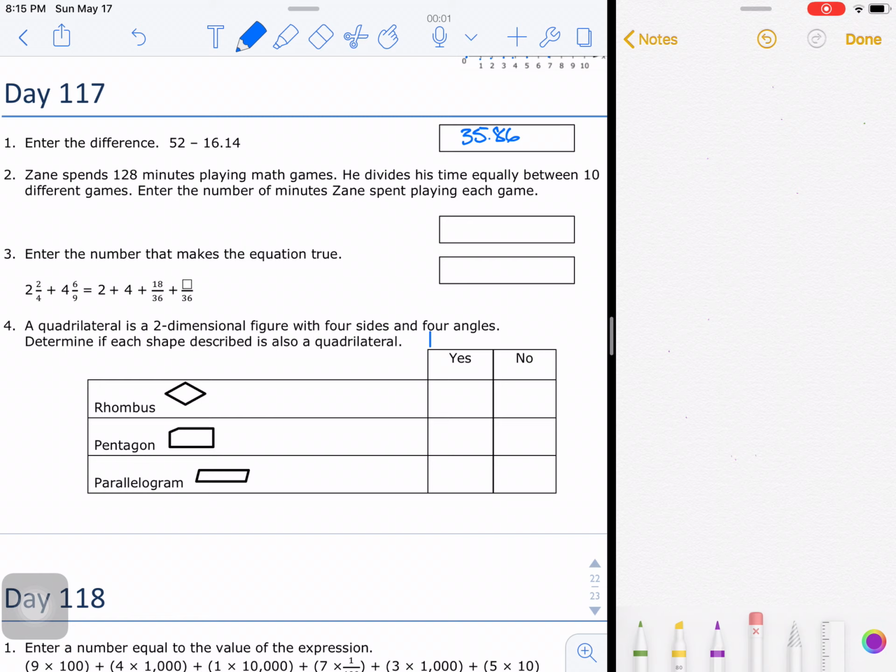All right, number 2. Zane spends 128 minutes playing math games. He divides his time equally between 10 different games. Enter the number of minutes Zane spent playing each game. So what is our whole? And our whole here is that he has 128 minutes. So in this division problem, they tell us the whole, and they tell us how many parts. There are 10 parts.